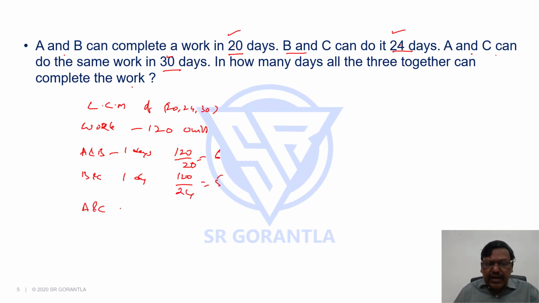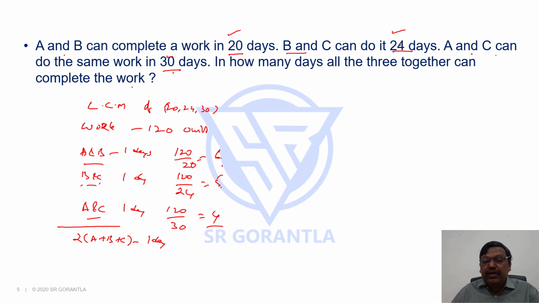A and C in one day will take 120 by 30, that is 4 units. So if you add all of them, 2A, 2B, 2C, 2 times of ABC's 1 day's work is 6 plus 5 plus 4. We are adding all the 3 here. 6 plus 5 plus 4, that is 15.